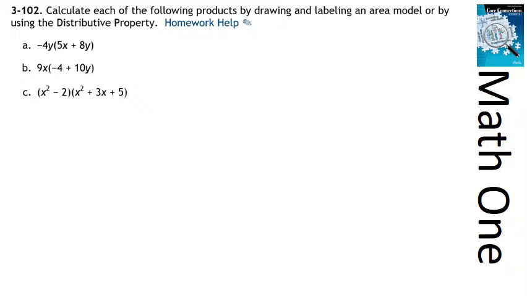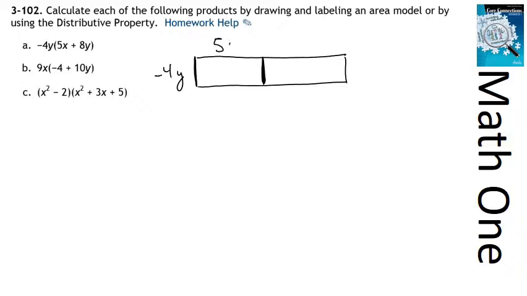To be honest, the first one I probably would just do using the distributive property. However, I might write this out a couple times to make sure I understand exactly what's going on. So I have a monomial, negative 4y, and I'm multiplying that by a binomial, 5x plus 8y. So when I do that, I need to set up a 1 by 2 grid. So I've got my negative 4y here, and then across the top I've got a 5x and an 8y.